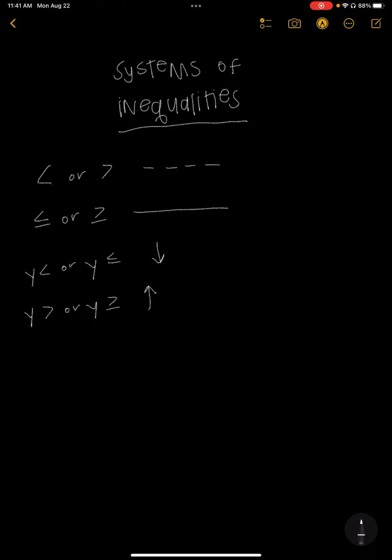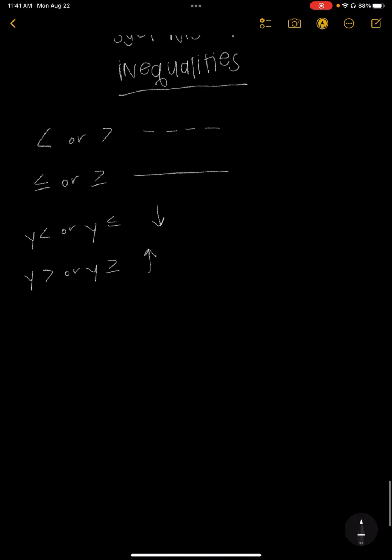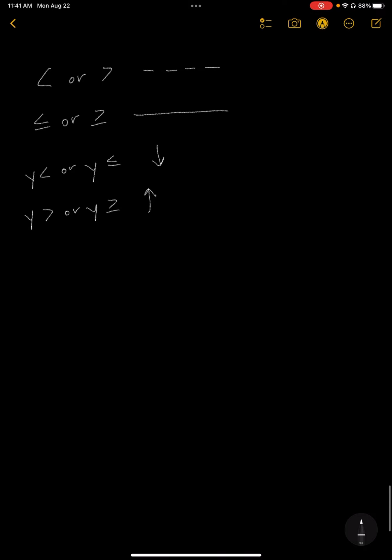And this will make a little bit more sense when we start doing these examples. So let's get started. The first example is y is greater than or equal to negative x plus 3. And because it's a system, we have two equations. Y is less than 4x minus 2. Okay, I'm going to just draw the graph.